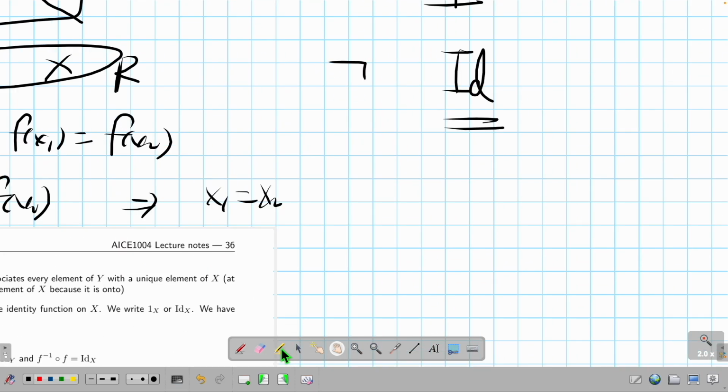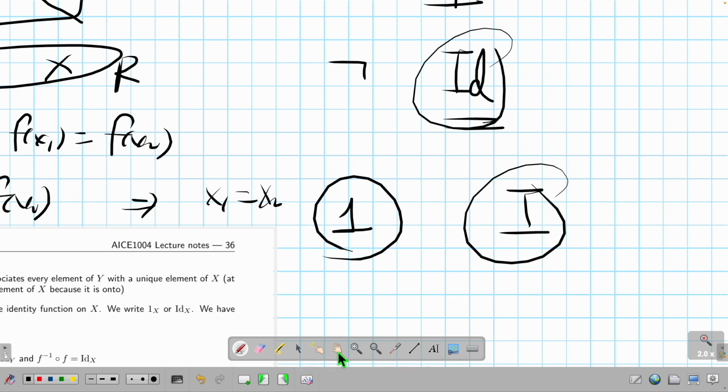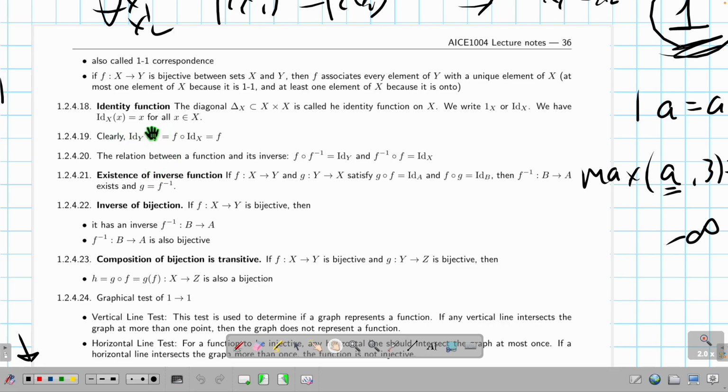In matrices, you also have an identity matrix. Same thing. For numbers, you have an identity element. 1 multiplied by anything gives you that thing back. So these 3 things all have something in common. It's like do nothing. So it is basically ID(x) is x. That's it. And since this is from the set x, we just write this.